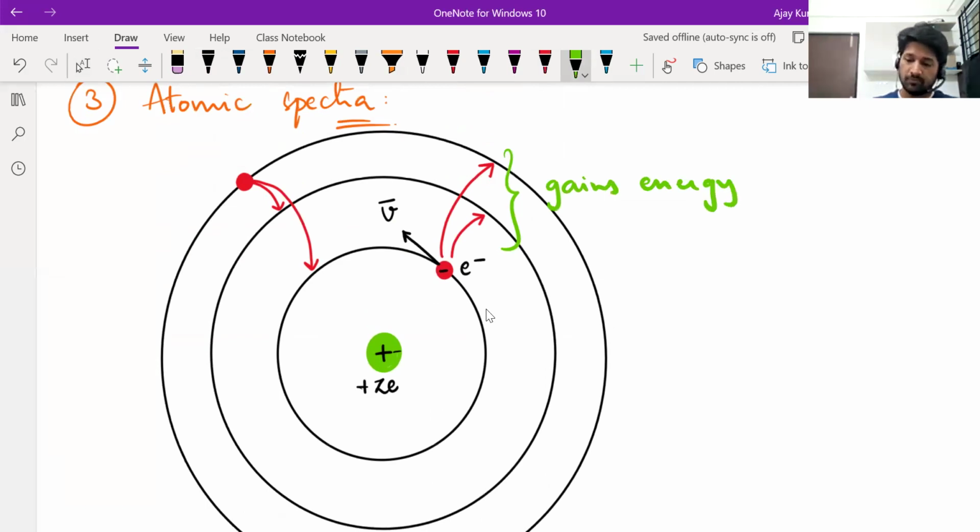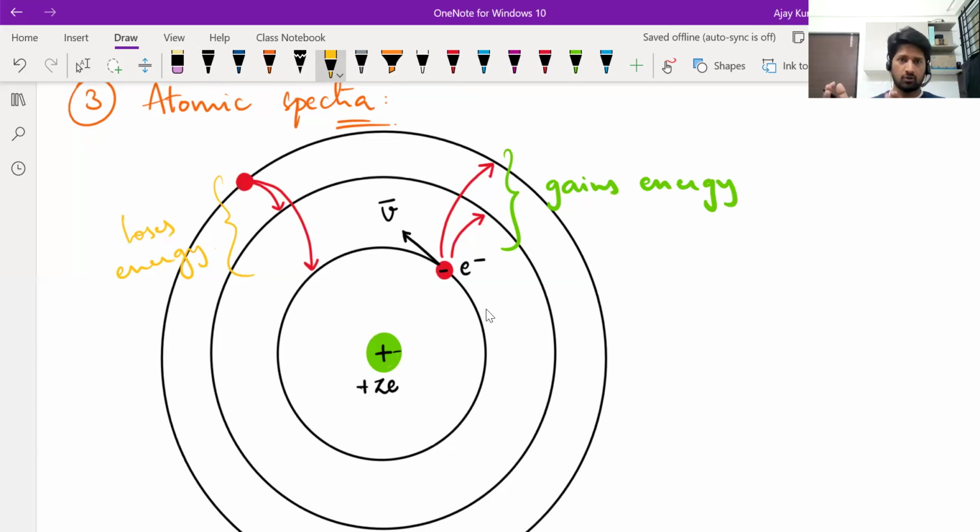For an electron to jump from higher orbits to lower orbits, it should lose energy. And in what form does it gain or lose energy? In the form of radiation, electromagnetic radiation. So gaining energy means it absorbs photons. Losing energy means it emits photons. This is how you can find out the exact amount of energy that the atom radiates.